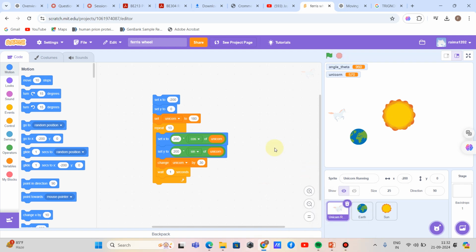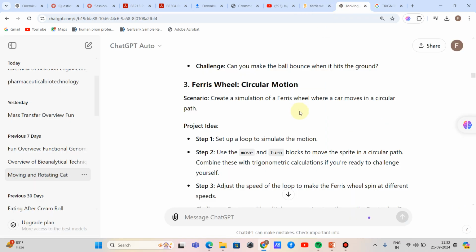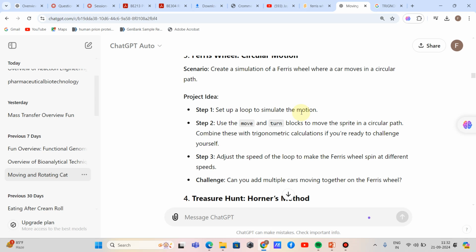And let us understand what the question for the Ferris wheel animation was. See here, I had to make a loop for circular motion and use the move and turn blocks for circular rotation, and the challenge was to use trigonometric calculations. But one thing to note: I didn't actually use the move and turn operations for circular motion, because if I used only the move operation, it would only increase the x coordinate, which would make the Earth move forward and not in a circle.